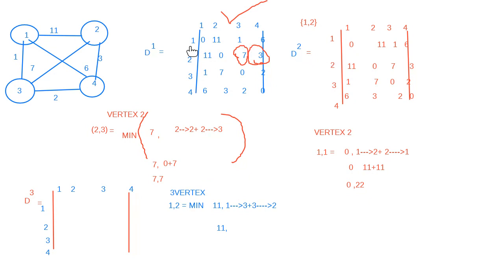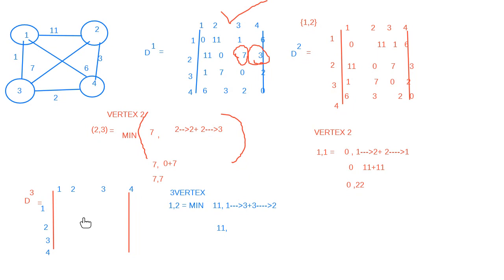It means I am going through vertex number 1. After going through vertex number 1, I am getting the same values. I go through vertex number 2, again I am getting the same values, so I will not update. But when I am going through vertex number 3, I am getting changes in the values. So I will update that. Is it clear?